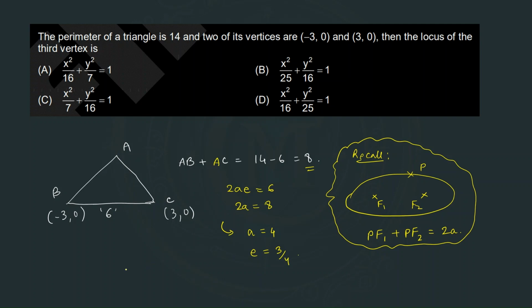From here we can calculate b square. So b square will be a square times 1 minus e square. So it will be 16 times 1 minus 9 over 16. So 7. So we can say the equation of the ellipse or the locus of the third vertex is x square divided by a square, which is 16, plus y square divided by b square, which is 7, is equal to 1. So option number A will be the correct option for this question. I hope you understood the question.